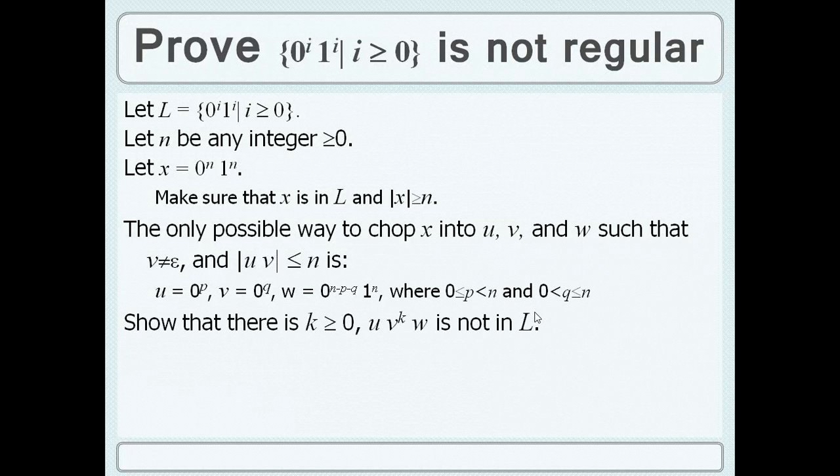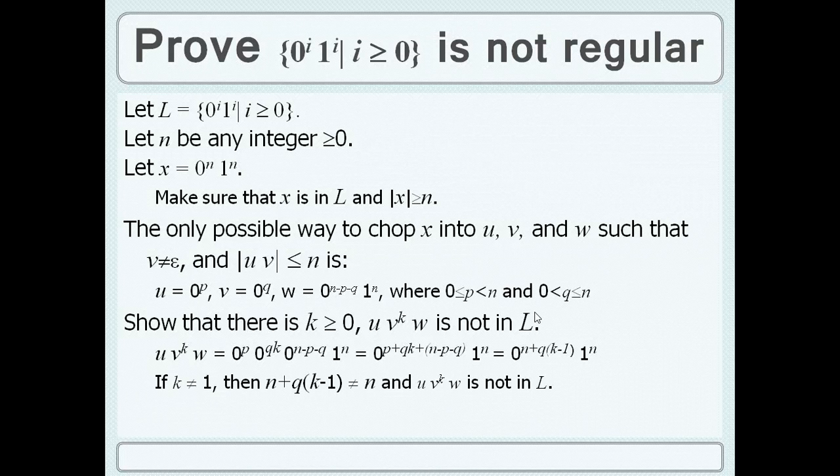Now you have to find that there exists k greater than or equal to 0 so that uv^kw is not in L. So here you can find uv^kw as per the u, v, w we have chosen. So if k is not equal to 1, then n plus q(k minus 1) is not equal to n and uv^kw is not in L. Then L is not regular.